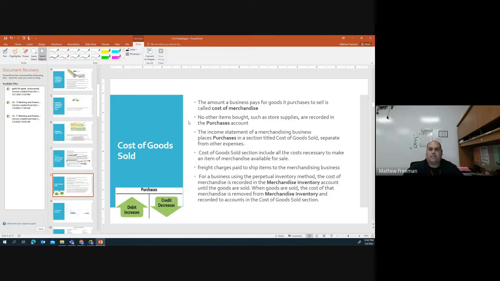The amount a business pays for goods it purchased to sell is cost of merchandise. That's very important. Okay, so this is not supplies, as in supplies that we purchase for, like, say, the computer, unless we're using that computer or something for products that we're producing. It's not the same thing. So, for example, other items bought such as store supplies are recorded in. So, if I bought a shelf, it wouldn't be under cost of merchandise. That'd be supplies, right? Completely different.